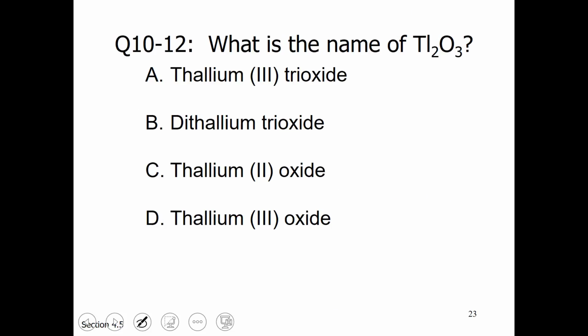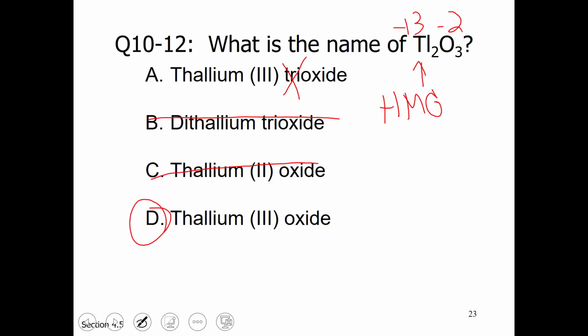How about this one? Thallium with oxygen. Okay, thallium, if you check your periodic table, is going to be a heavy main group element. So I think we're going to need an oxidation state. So each oxygen is -2. That's going to make the thallium a +3. So not that one, not that one. And we don't have to say tri. Just thallium 3 oxide is enough for a chemist to put that together and know what the compound looks like.